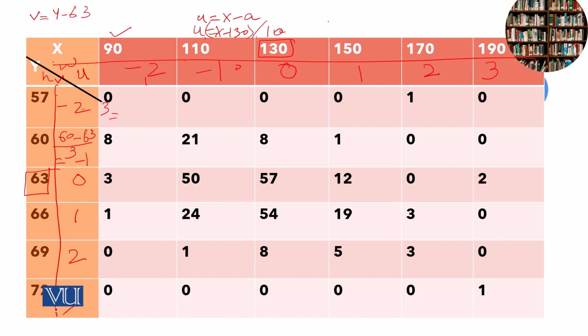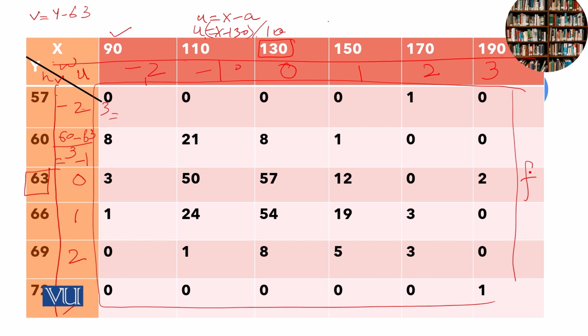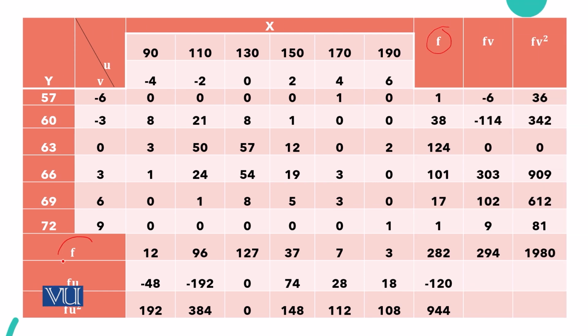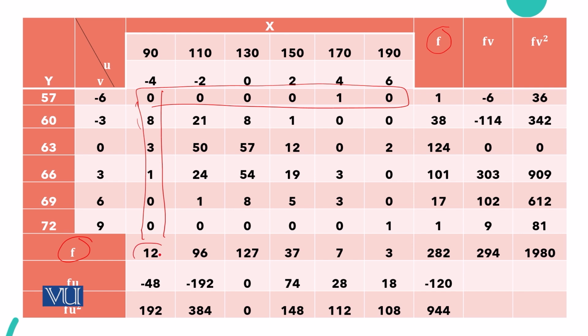Now we have computed u and v parallel to x and y. In the body of this table, all these values are frequencies. In the next step, we have to compute fu, fv, fu square, fv square, and along with this fuv. You can observe that f is computed first, in which frequencies are added column wise and row wise. So totals are 12 and 1 and so on. These are the frequencies, and the total from both sides is the same, that is 282.